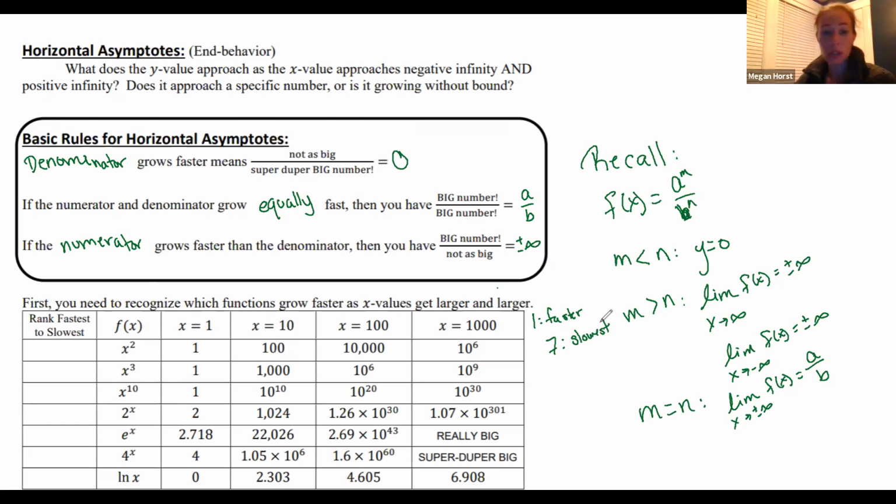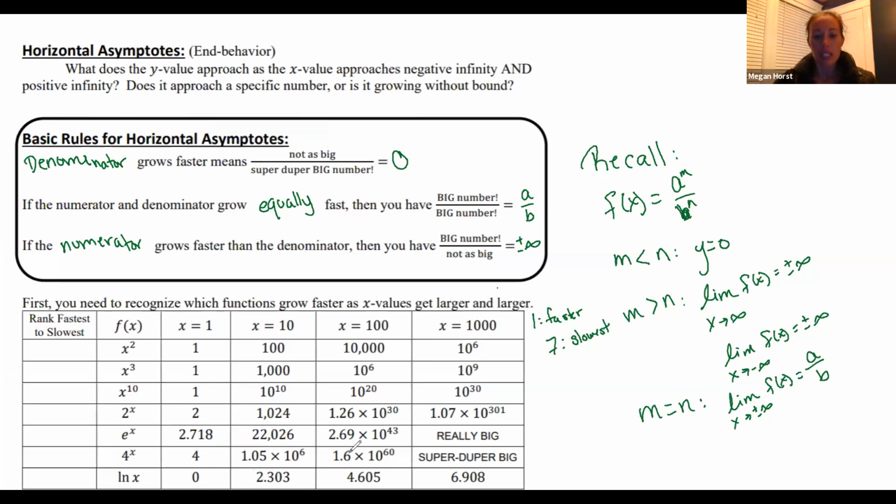So what we want to do, notice that at x equals 1, a lot of them share a common value, right? 1, 1, 1, because we're just putting 1 into these polynomials. Notice that e to the x is 2.718, so it's slightly larger than 2 to the x, but less than 4 to the x. And then for ln x, when we put in 1, we get 0, because e to the 0 power is 1.